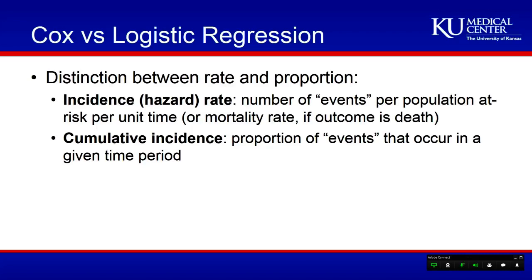So the two things that we generally can talk about with Cox versus logistic regression are the incidence rate, which is the hazard rate, which we referred to a little bit last time, and is again how events are happening per some unit of time, and the cumulative incidence, which is a proportion, which is generally what we're analyzing when we do logistic regression. It is the proportion of events that have occurred, let's say, in the entire study period.